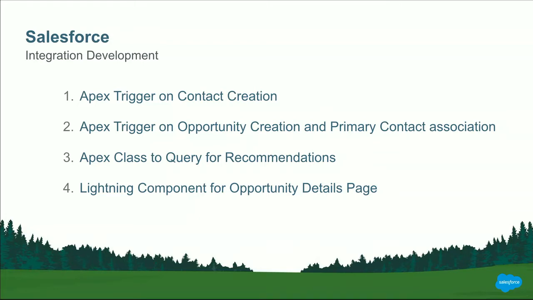And then an Apex class that is just doing a callout, and we add that on a Lightning component on the opportunity details page. So it's where actually we are showing on the sidebar the recommendation of the contacts.